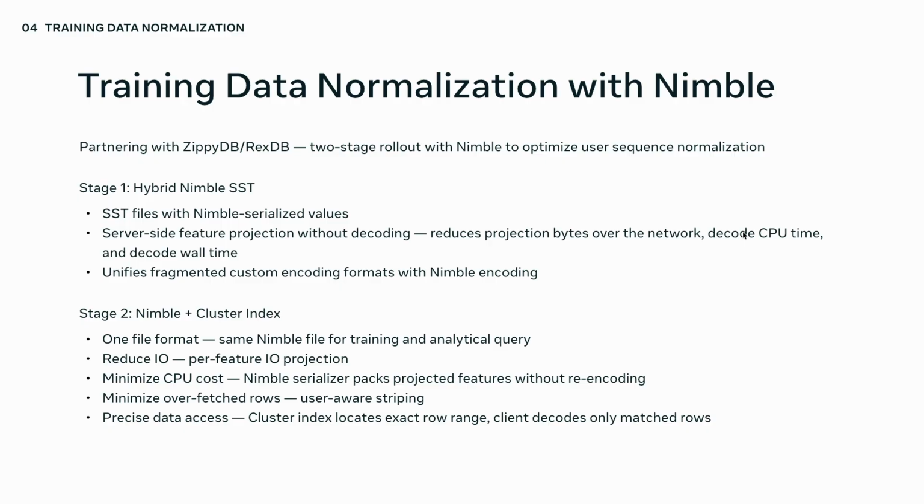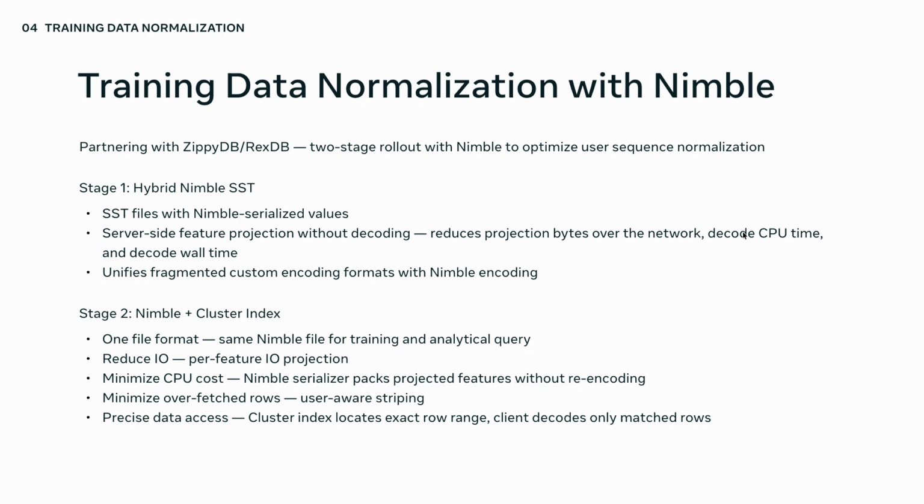And the benchmark result shows that we can reduce the projected bytes we send from the ZippyDB server to the client. And on the client side, we optimized the decoding, so we see significant reduction in CPU time and wall time. The benefit of this stage is that we don't need any infrastructure change to the DB server. And it can help to quickly unify the fragmented custom encodings into one format, the Nimble encoding format.